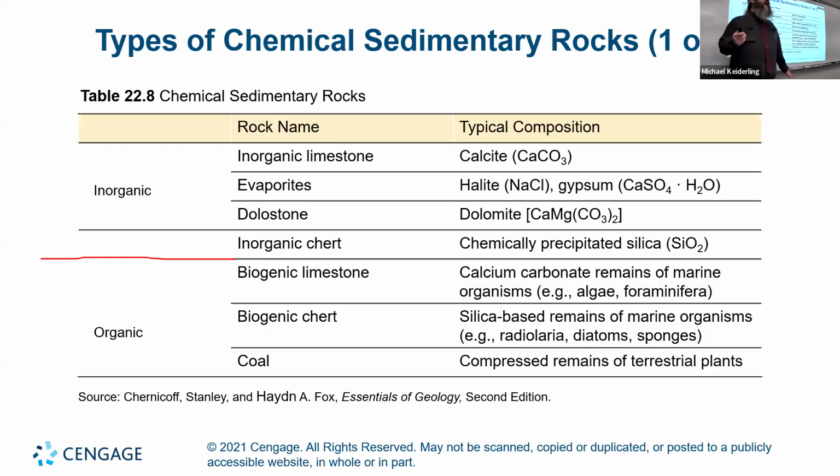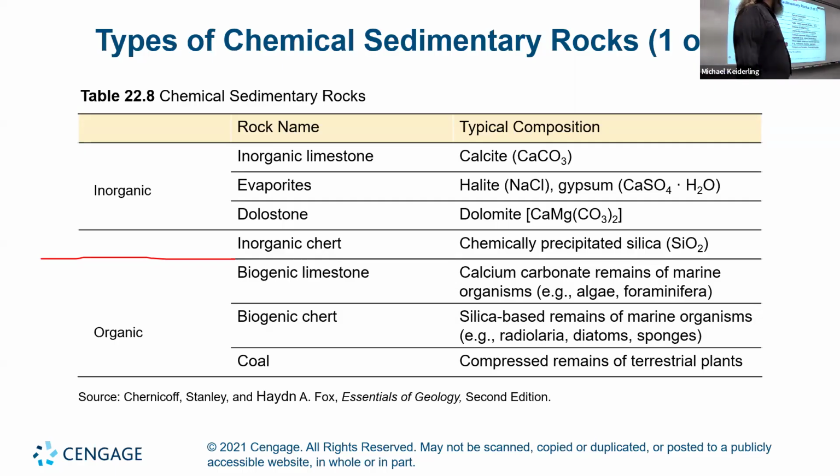Mostly single-celled tiny ones. So algae, foraminifera, but you can also have larger things like seashells and such in them. But primarily it's tiny single-celled stuff.